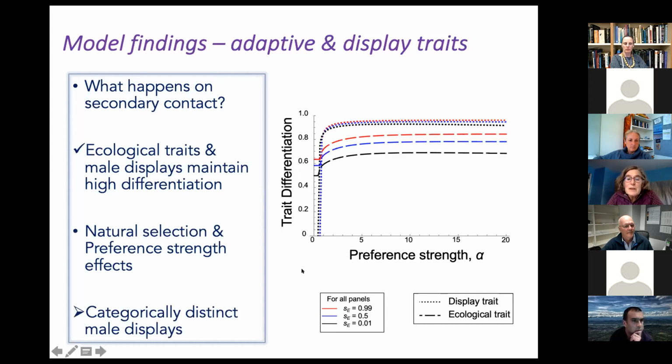I show you here some of the effects of both natural selection and also preference strength. Basically the three line colors are different values of ecological selection. And you can see that they make a difference in many cases, but they don't actually change the pattern that's created by sexual selection. And so again, we find that distinctly different male displays can be maintained in different populations, even when there's the possibility for gene flow.